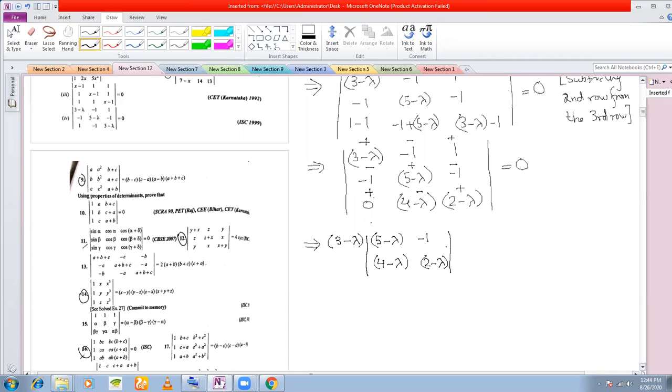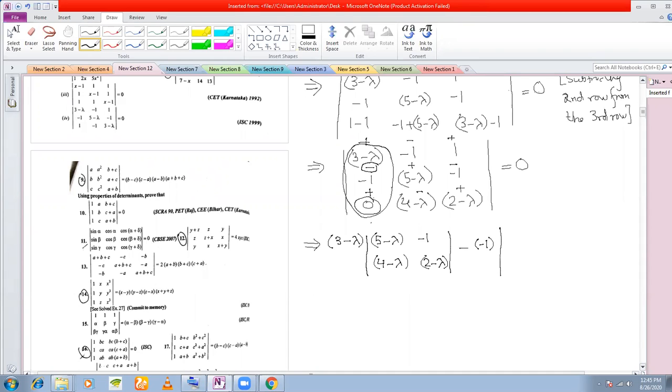Okay. Next, I'm expanding by which column? I'm expanding by the first column because I have already got a 0 here, and there is no other way to bring another 0. So I'm directly expanding. So this position is what? This is a minus position. So minus of minus 1 will actually give you a plus 1.